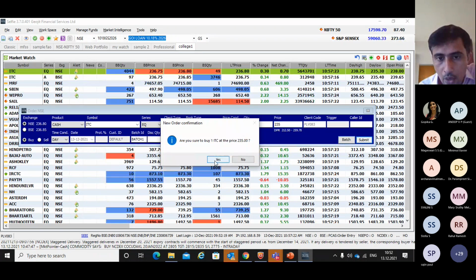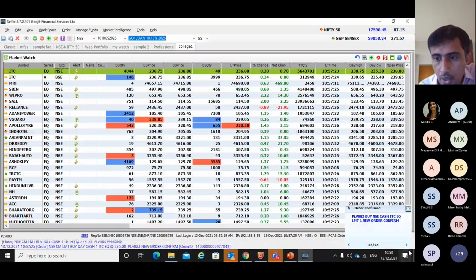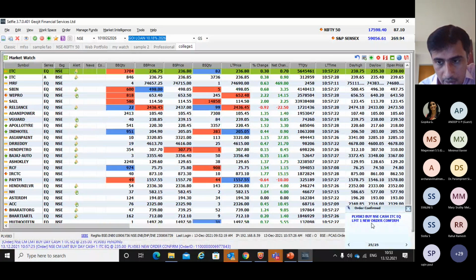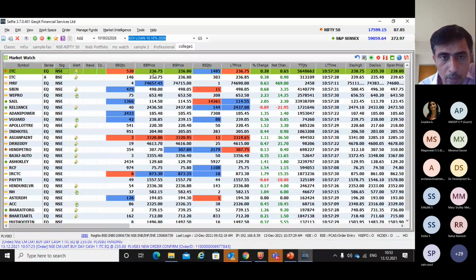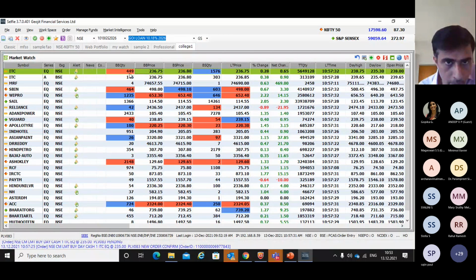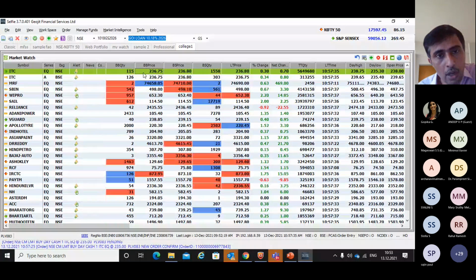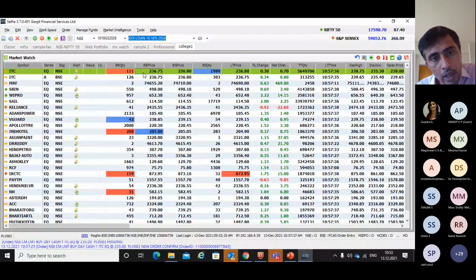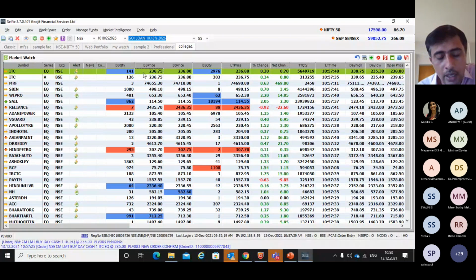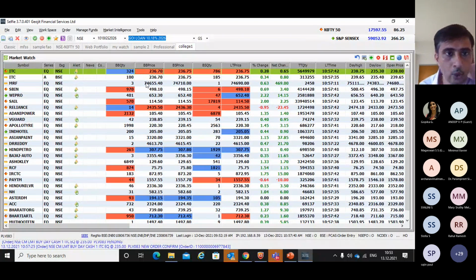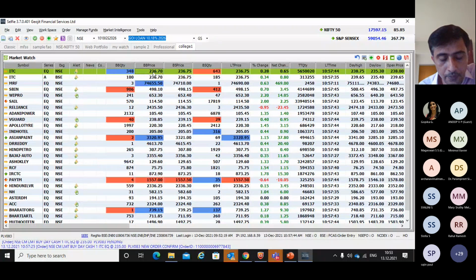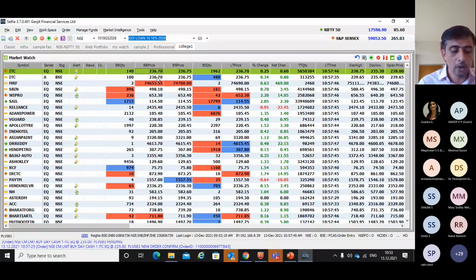So it's a confirmation. Once it is confirmed, the order is now at the exchange. What will happen? Suppose the price moves to 235. That means if a seller comes at 235, then my order gets executed, or else the order will become invalid today. And the next day, you will have to place the order again. So we will see the order window.